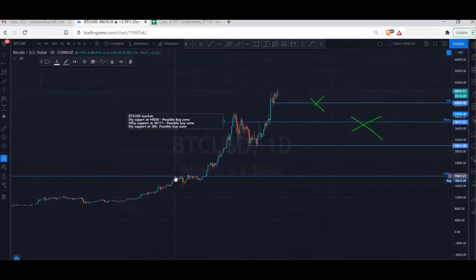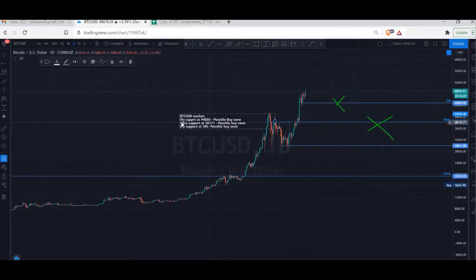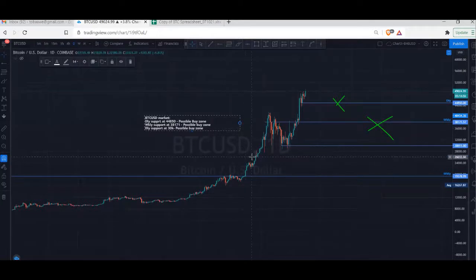Okay. So now I have a broader perspective of the market. So I know where to put my buys, but I don't know where to put my sell yet. I know this is a buy area. This is a buy area for me. This is also a buy area, and this is also a buy area.